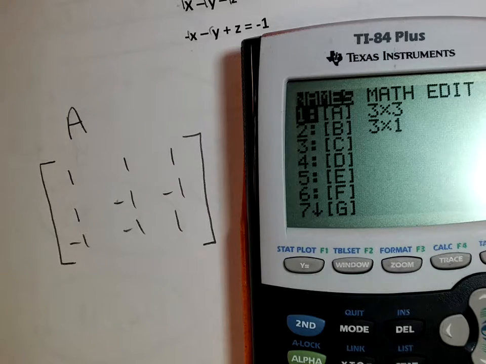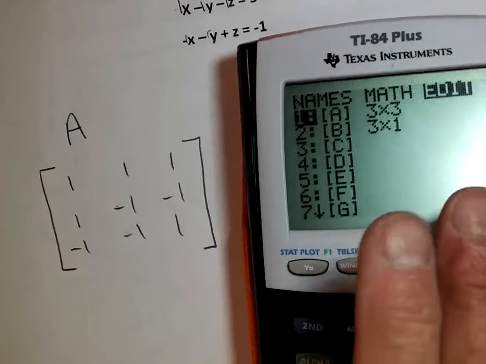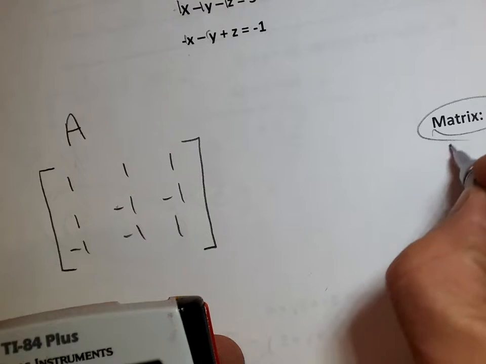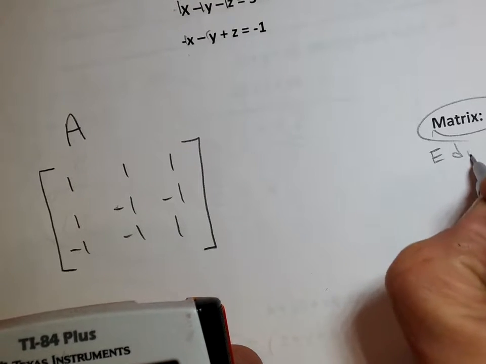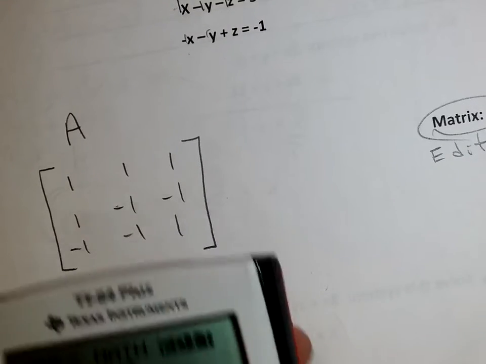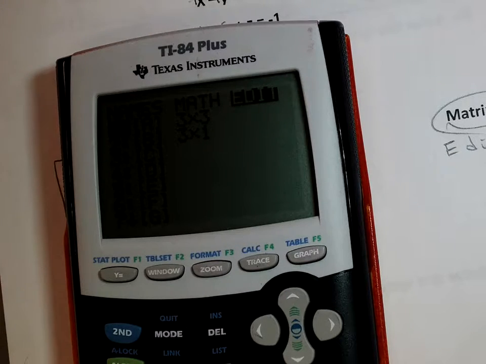So we go to edit. So our steps: we went to matrix, then we went to edit. Edit means to create, make, or change. Whether it's in a story or in the movies, we're going to do some editing: we're going to make, create, or change. So edit. For me, there's already a matrix in there.